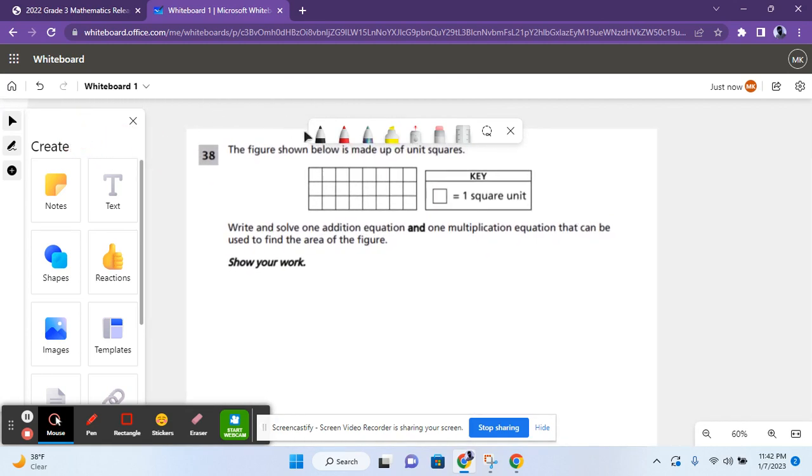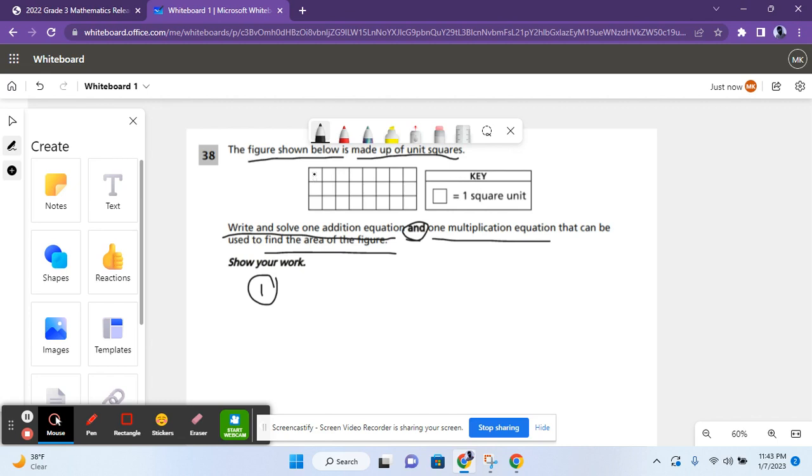So for number 38, it says the figure shown below is made up of unit squares. Write and solve one addition equation and one multiplication equation that can be used to find the area of the figure. So for the addition equation, you have to find the number of unit squares basically and write an equation for that.